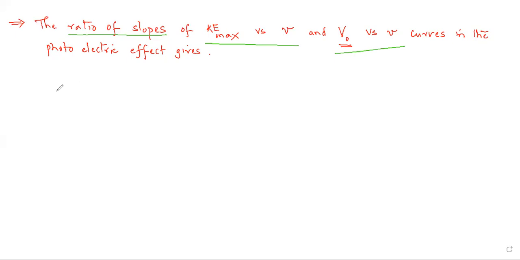Let me first tell you what V naught is. You know, E is equal to W plus kinetic energy, right? First, let us consider this. After that, we'll go for the second one, taking the same relation into consideration. E is equal to H nu, that is equal to H nu naught plus Ke, right? Now, Ke or Ke max can be given as H nu minus H nu naught.